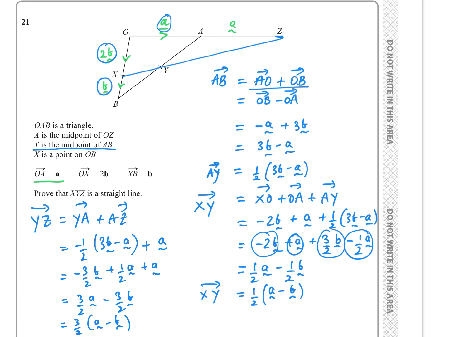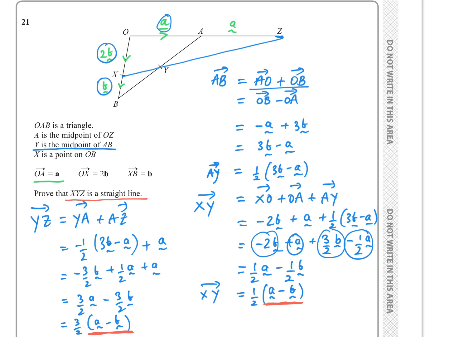Now here's the really interesting thing. This represents the movement. It's kind of like the gradient, if you must, because a movement of a followed by a movement of b in the order a minus b is just a movement in itself. So that's like the gradient or the direction. And can you notice here that they both have the same gradient? Now if they both have the same gradient, that could mean that XY and YZ are either parallel or on the same line. Okay? And we've got to prove that XYZ is a straight line.